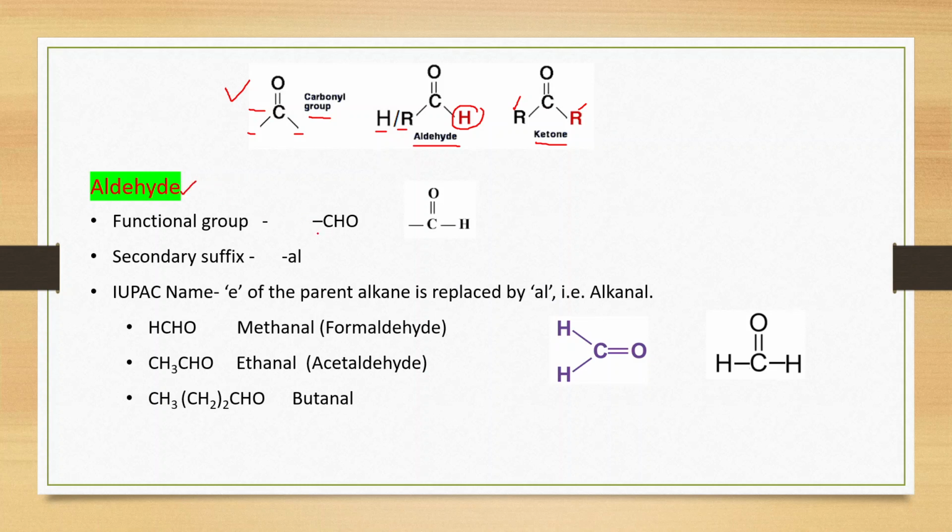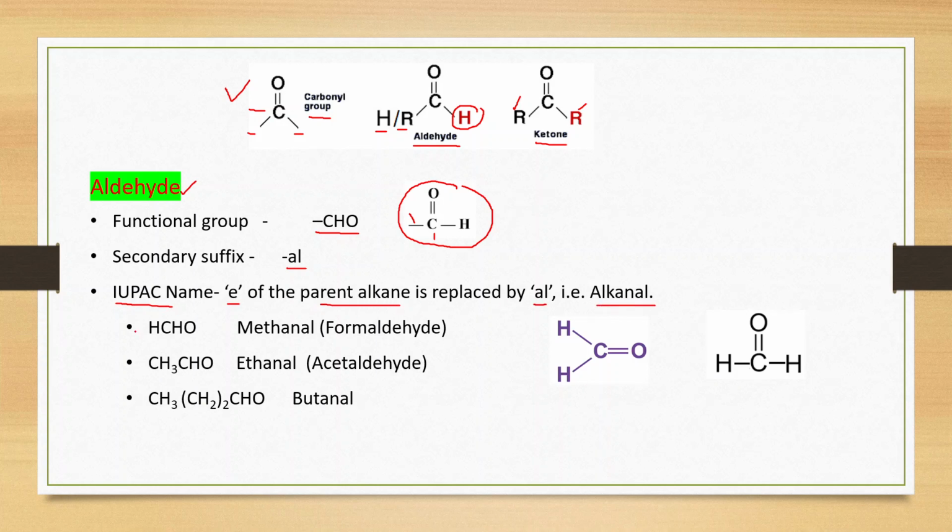Its functional group can also be written as CHO, but actually this is the structural representation of CHO: C double bond O and C single bond H, and this valency is free. This valency is satisfied by hydrogen or any alkyl group. Now when we give the numbering, this carbon will also be numbered, and it is numbered 1 if only an aldehyde is present. Its secondary suffix is AL. It means according to IUPAC, the E of the parent alkane is replaced by AL, that is, alkanal.